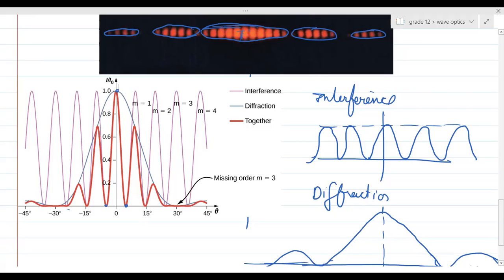Now we'll discuss the resolution. Resolving power of optical instruments.